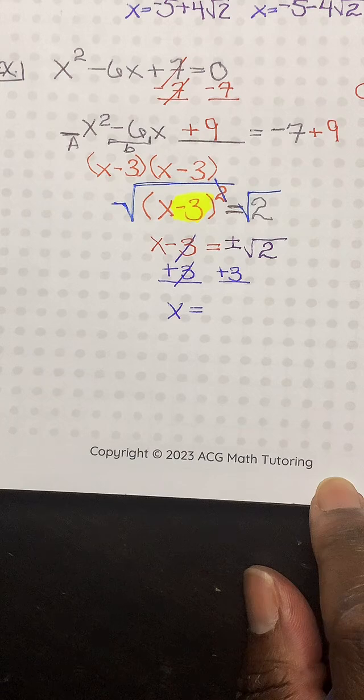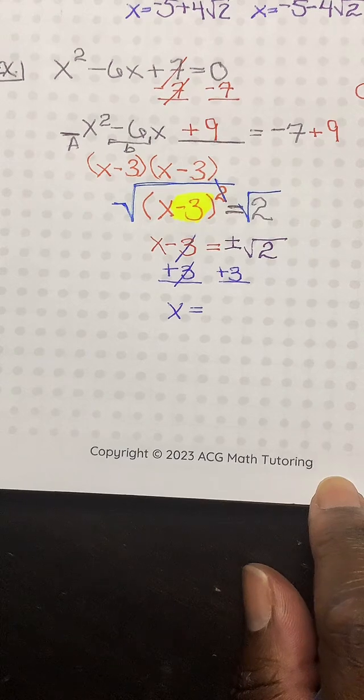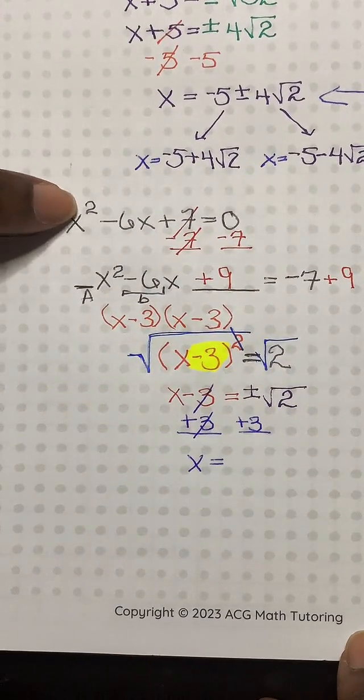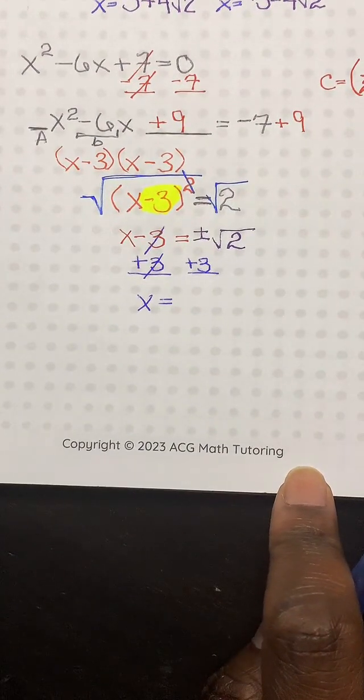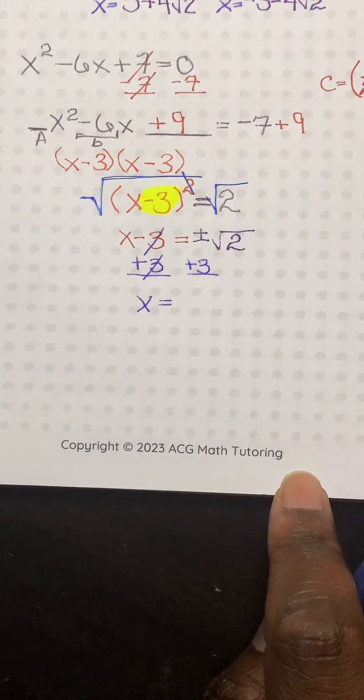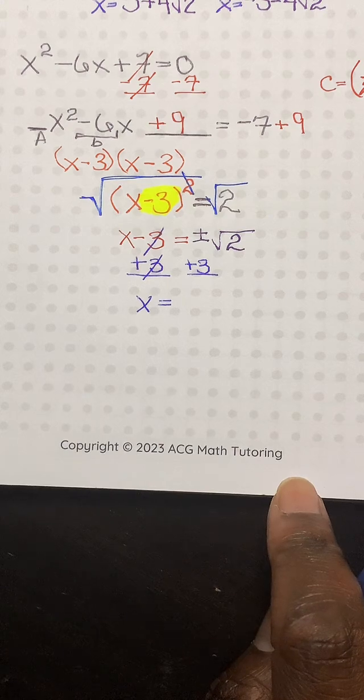Okay. So 3 root 2, that's one of them. You're supposed to have 2 solutions. Remember, my highest degree is 2, so I should have 2 solutions. So he's saying 3 and negative 3.